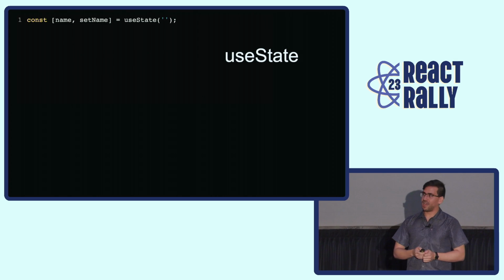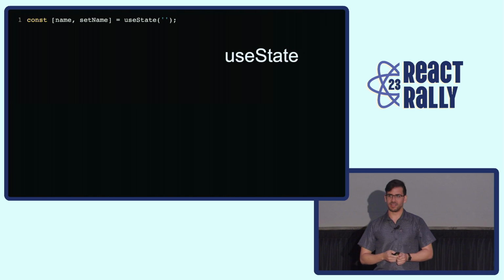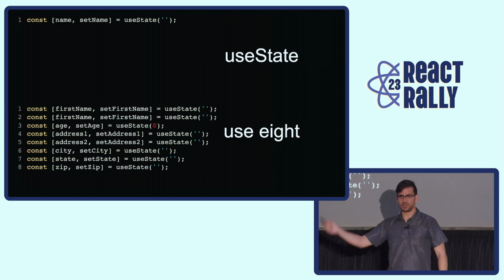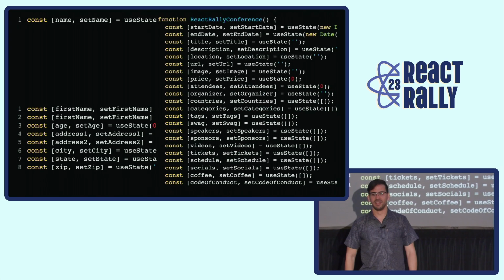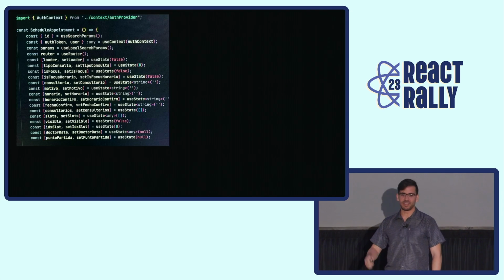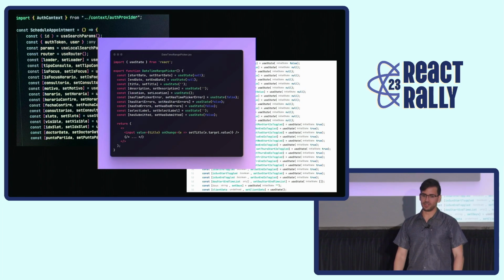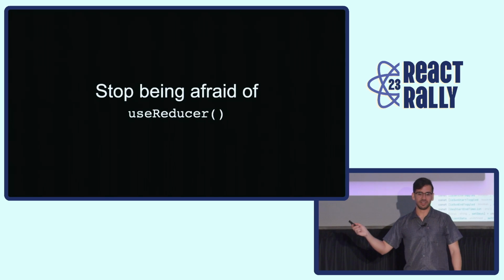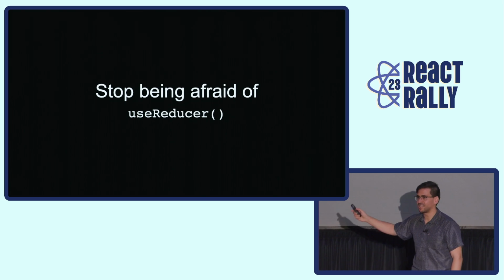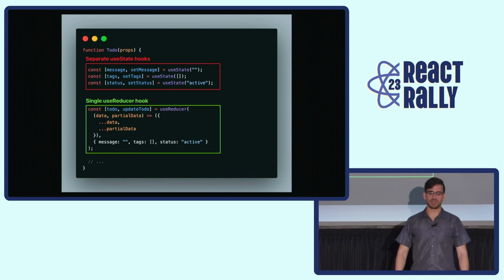But the bigger problem that I have with things like useState, and the thing I think is weird, is that we interpret useState to mean use 8. And so we just start having a ton of them, and we have more and more state. I searched Twitter for useState hell, and I got just a bunch of really scary looking things. So stop being afraid of useReducer. This is exactly what useReducer is for.